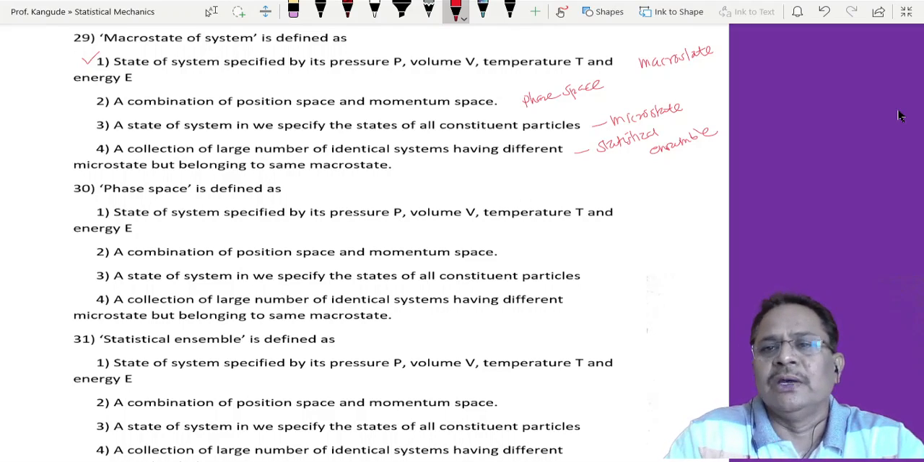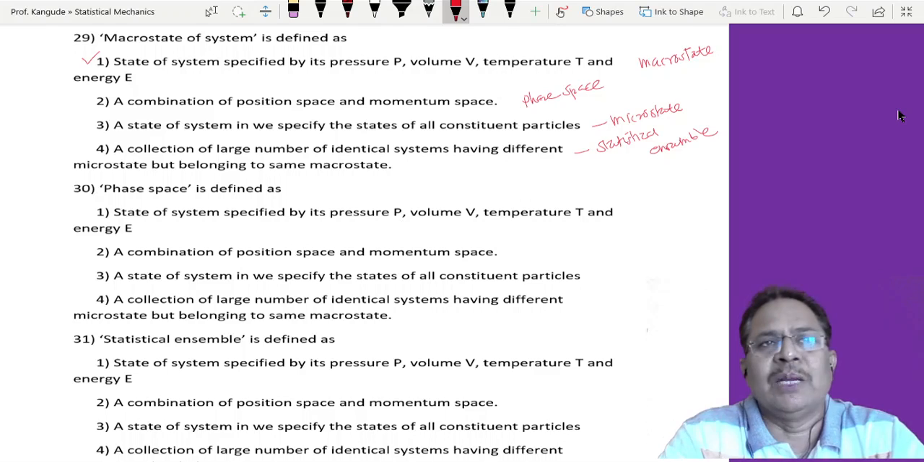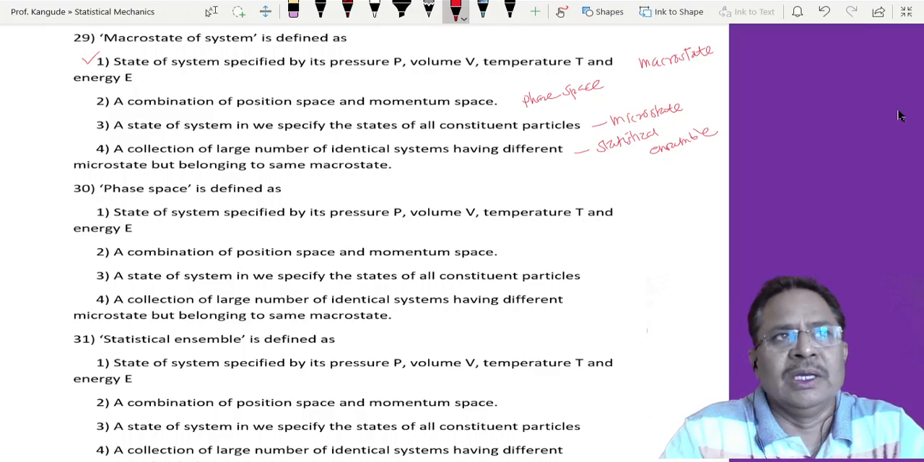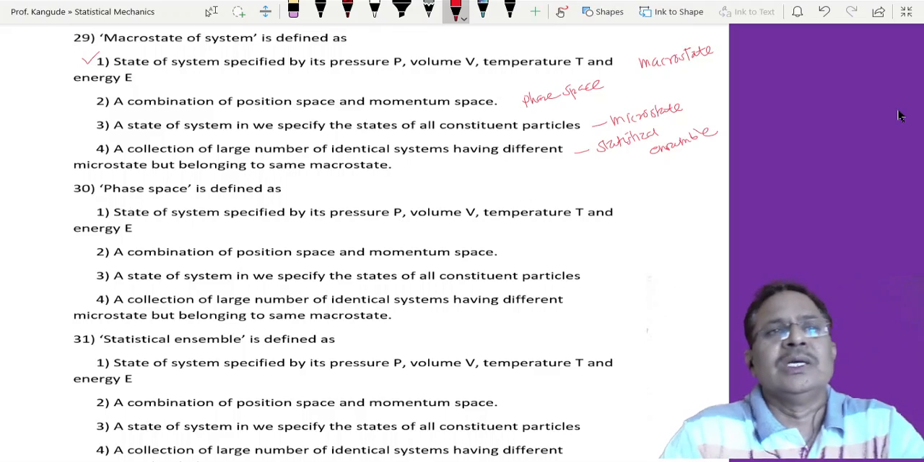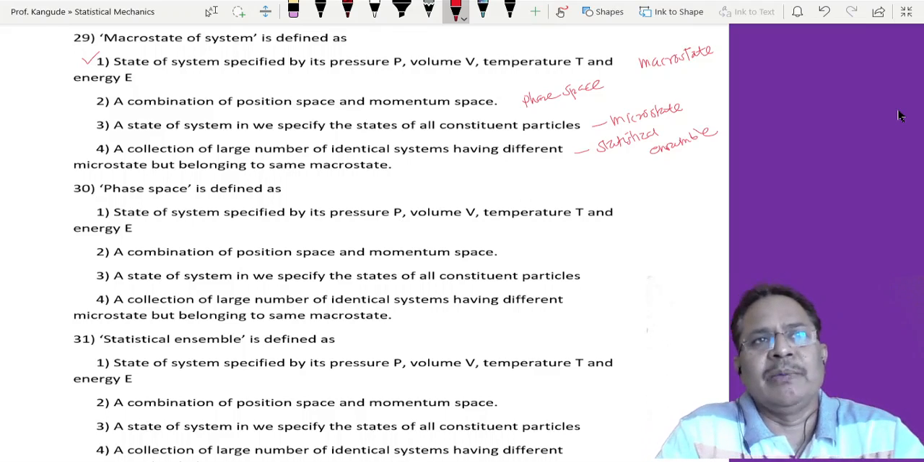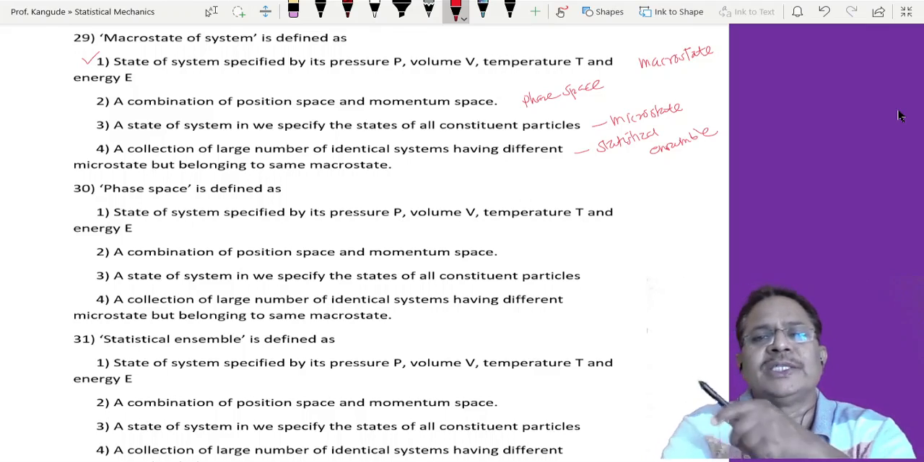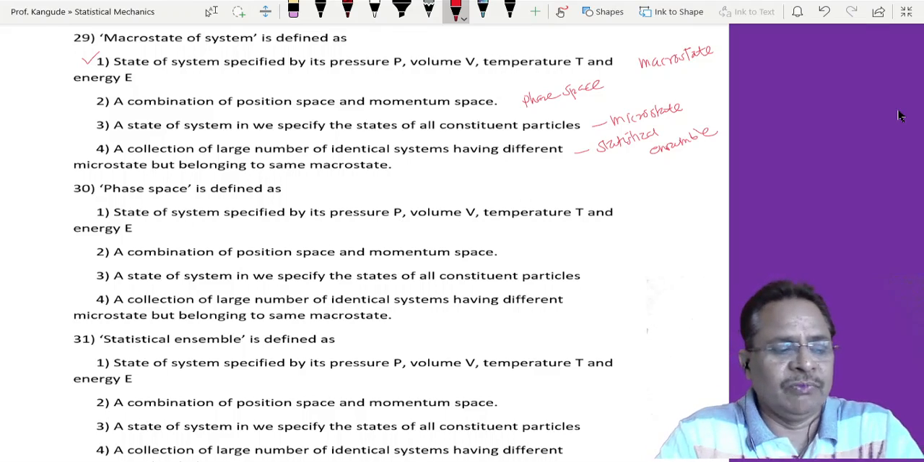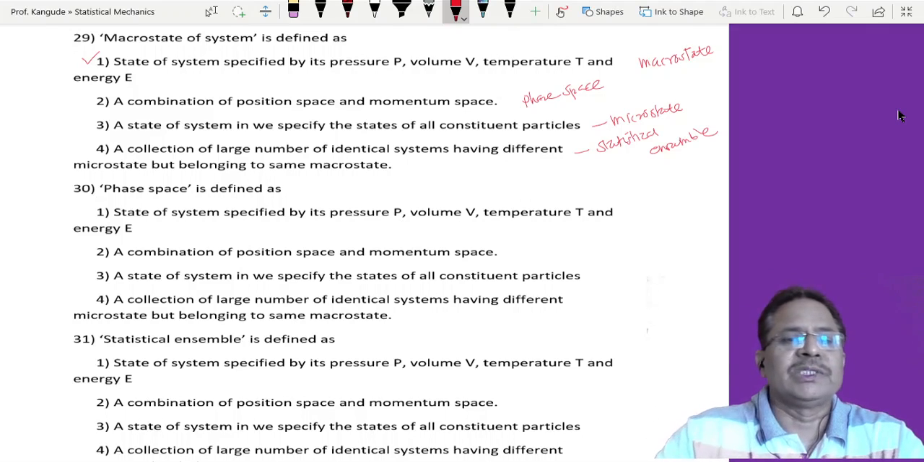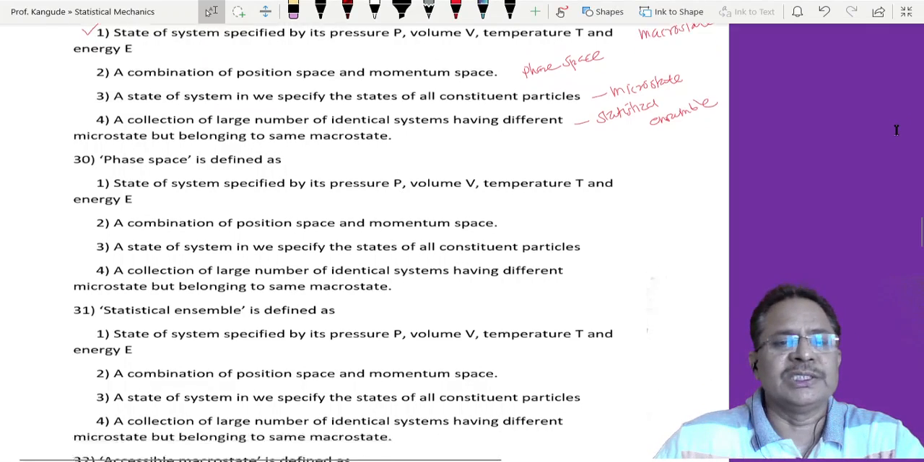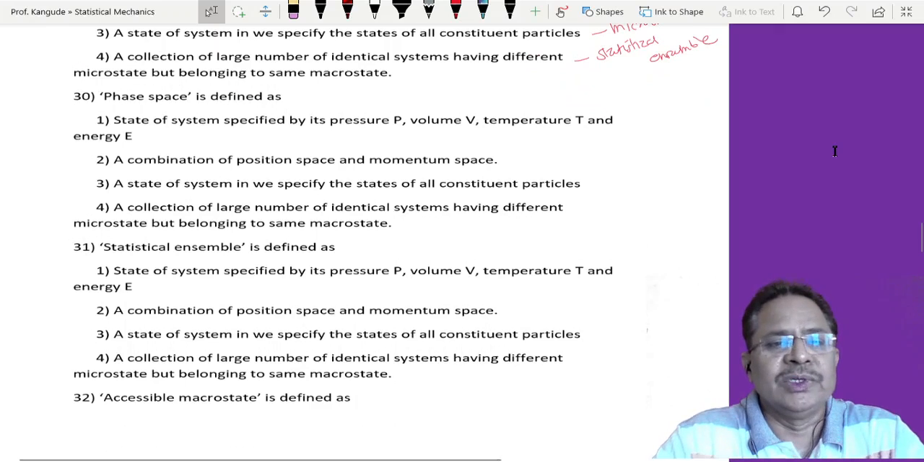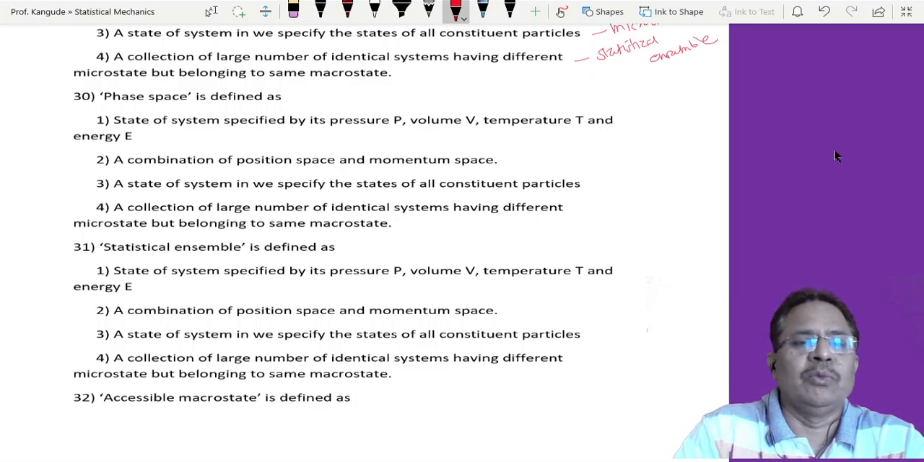In a microstate we specify the position and momentum coordinates of a single particle, or of each particle if the system consists of a large number of particles. Describing each one's position and momentum coordinates is called a microstate. A macrostate is where different thermodynamic parameters are specified for a system. Question number 30: phase space is defined as we have already seen. The correct option is 2, a combination of position space and momentum space.